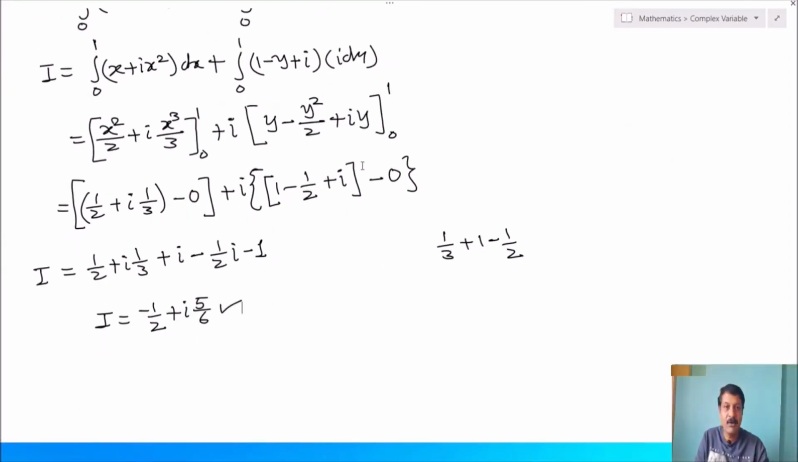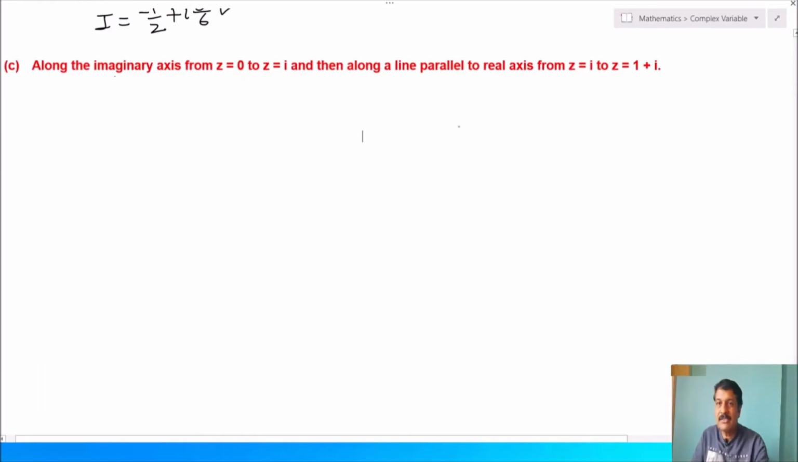It means that in the complex integral, the line integral value depends on the path also. Now, along the third path. So, what is the third path? It goes along the imaginary axis from z equal to 0 to z equal to i, and then along the line parallel to the real axis from z equal to i to z equal to 1 plus i.